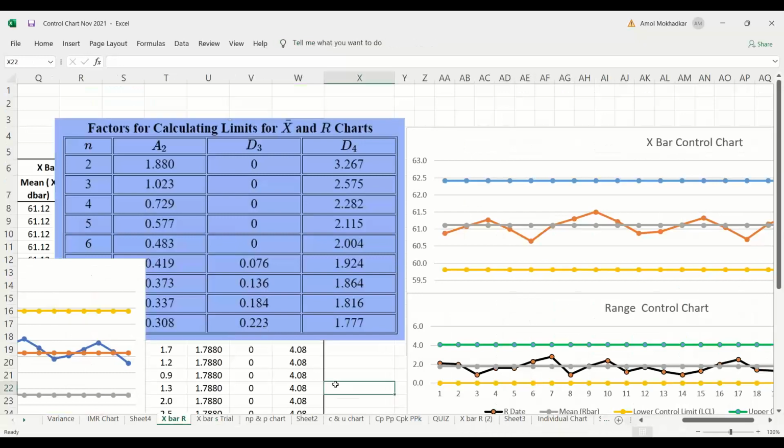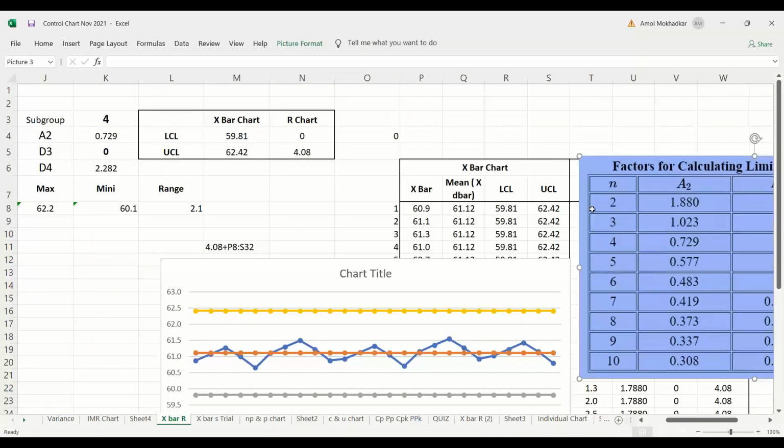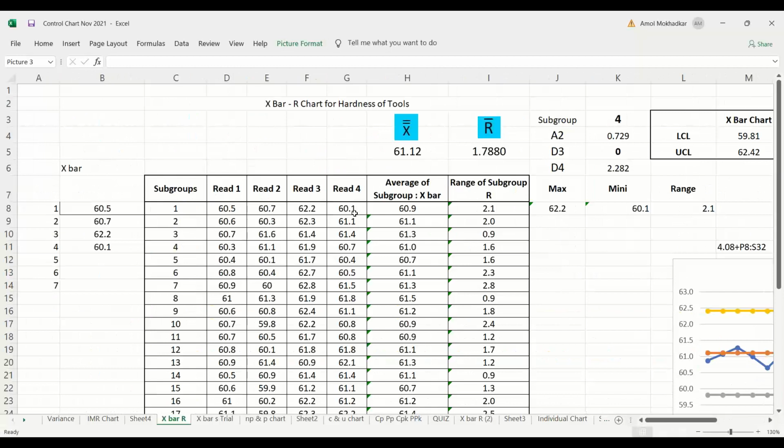X bar R chart. Okay, so this is the data. Now has any one of you tried preparing the IMR chart? Did you try making the IMR chart?